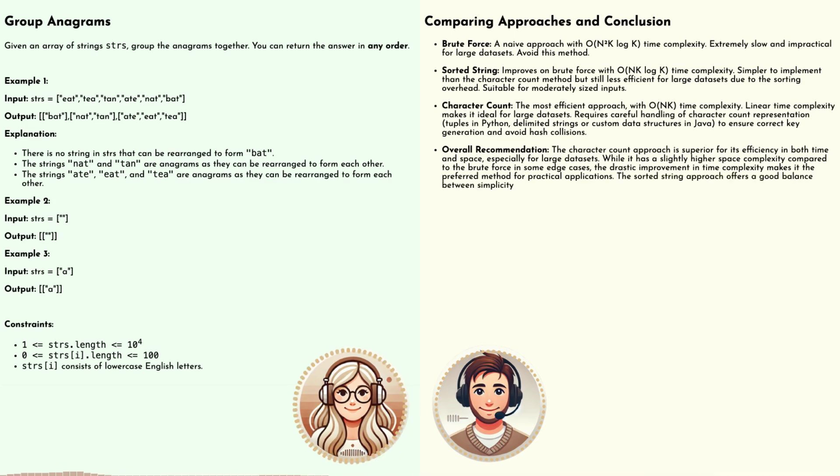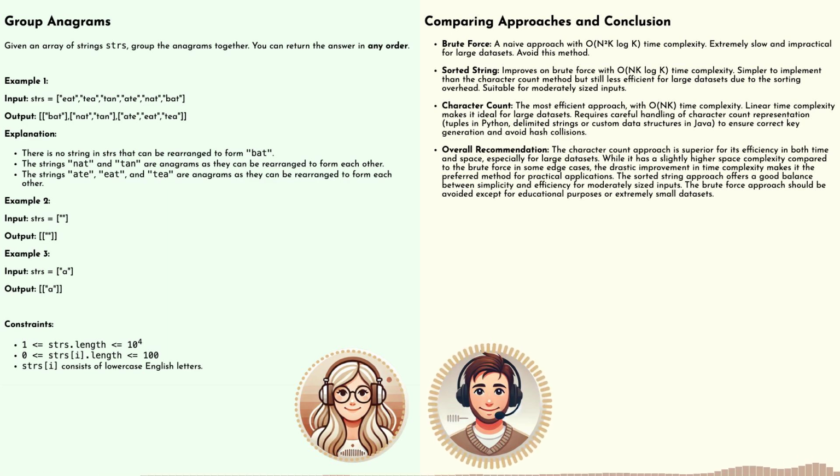Maybe a bit vector could work where each bit represents the presence or absence of a particular letter. Or we could even think about using a hash function that's specifically designed to generate unique values for anagrams based on their character counts. Wow, so many possibilities. It's exciting to see how even a seemingly simple problem like grouping anagrams can lead to such a rich exploration of data structures and algorithms.